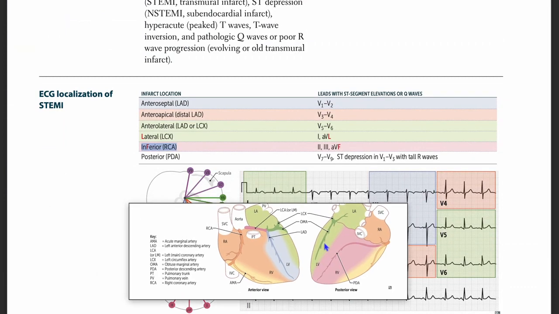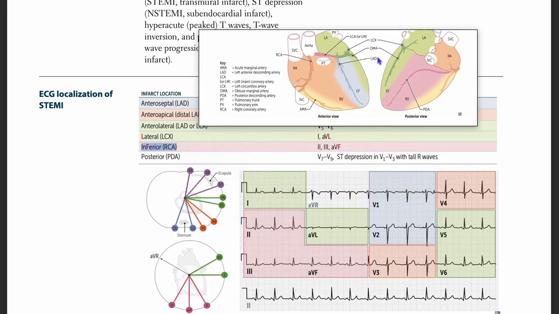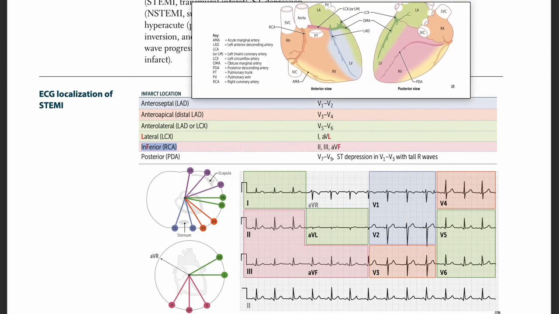Okay. So the inferior side is supplied by the AMA. AMA is the acute marginal artery. It's the branch of right coronary artery. So inferior, right coronary artery. So that's 2, 3, and AVF, right? So AVF is your inferior one.